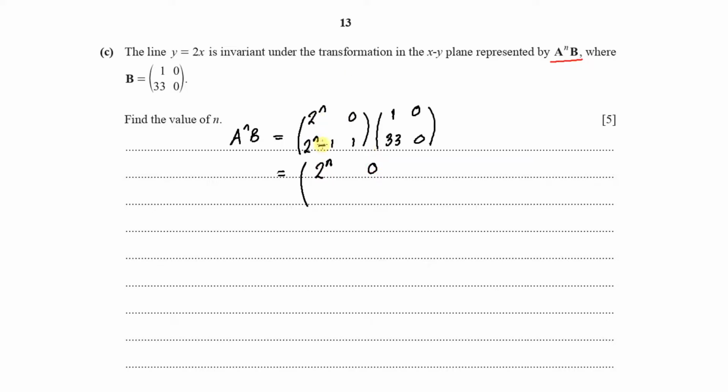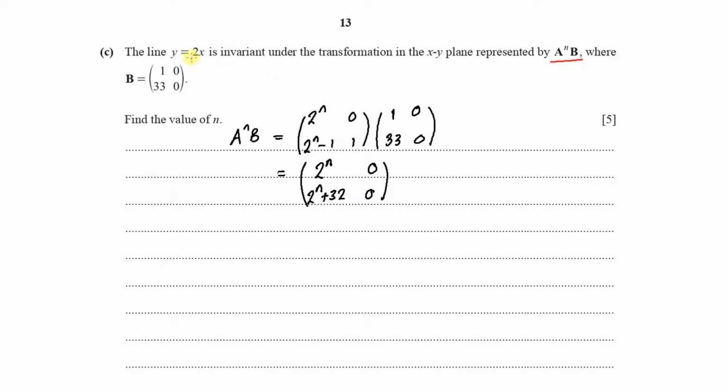Then 2 to the power of n minus 1 times 1 plus 1 times 33, we get 2 to the power of n minus 1 plus 33, which is plus 32. And 2 to the power n minus 1 times 0 plus 1 times 0, we get everything as 0 here. So this is the operator matrix here.